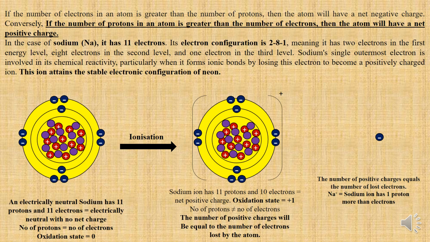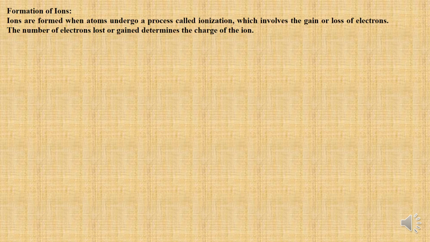The sodium ion has 1 proton more than electrons. Magnesium ion has 2 protons more than electrons. Aluminium ion has 3 protons more than electrons. Now let me explain this in detail. Ions are formed when atoms undergo a process called ionization, which you are already familiar with, which involves the gain or loss of electrons. The number of electrons lost or gained determines the charge of the ion.